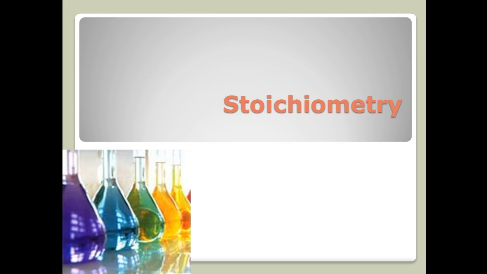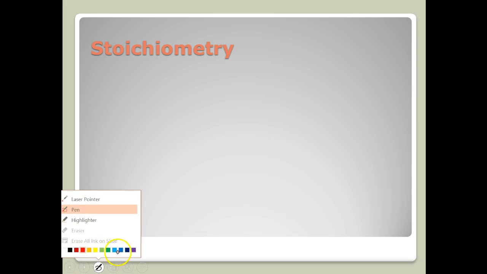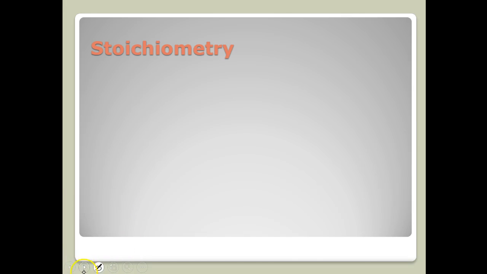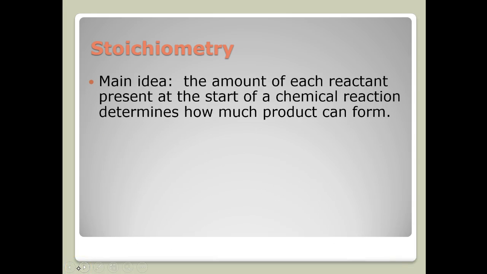Alright, so now we're going to talk about stoichiometry. And stoichiometry is really a big deal in chemistry. It's one of the big topics that we talk about. It sounds a lot more confusing than what it is. It's really cooking, honestly. So the main idea is the amount of each reactant starting the chemical reaction determines how much you're going to get at the end.